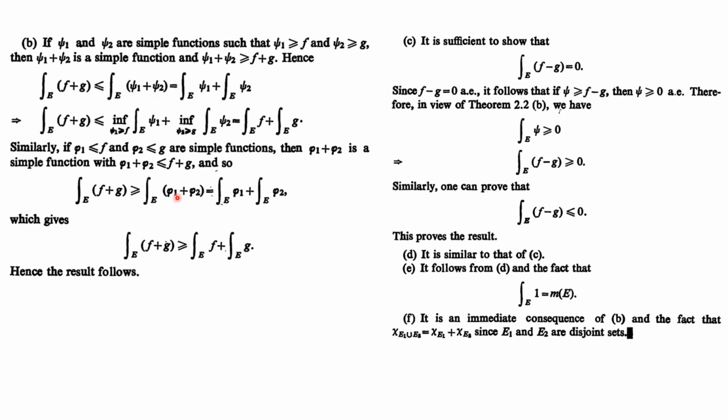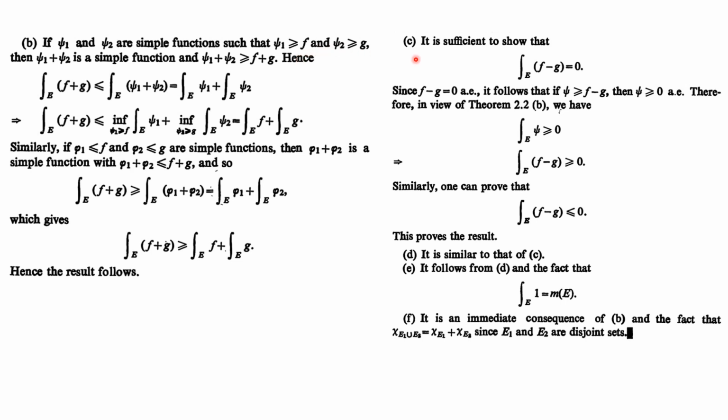So now again the same, we can separate them, and since this inequality holds for each phi 1 and phi 2, we can take the supremum on both sides. We will get this. So from here and here we have that these two are the same. So this is the proof of the B part.